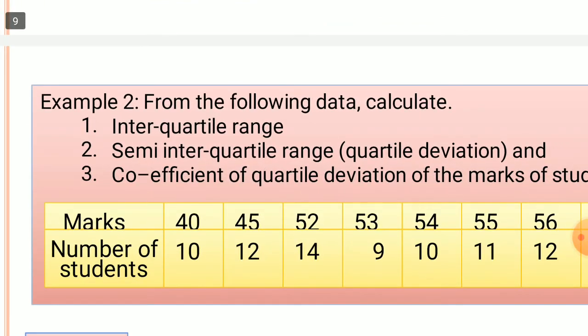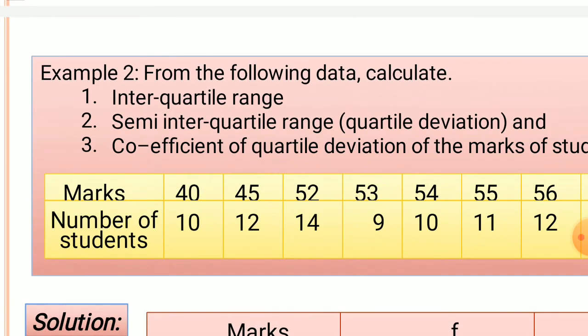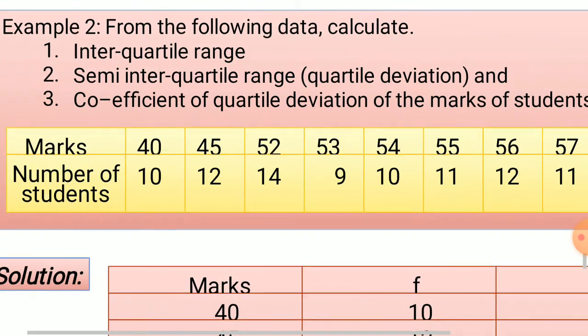Now, from the data, calculate interquartile range, semi-interquartile range, also known as quartile deviation, and coefficient of quartile deviation of the marks of the students.